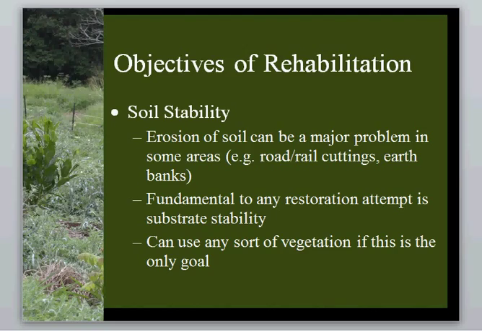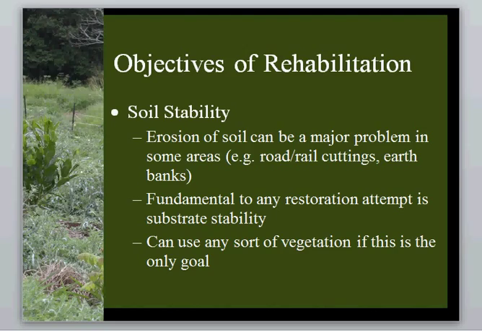Particularly when there's any sort of construction like roads or rails, where cuttings or earth banks are created. A big part of, or an essential part of, the construction is quite often to cover these bare soil slopes with some sort of vegetation, some sort of ecosystem which will minimize erosion.